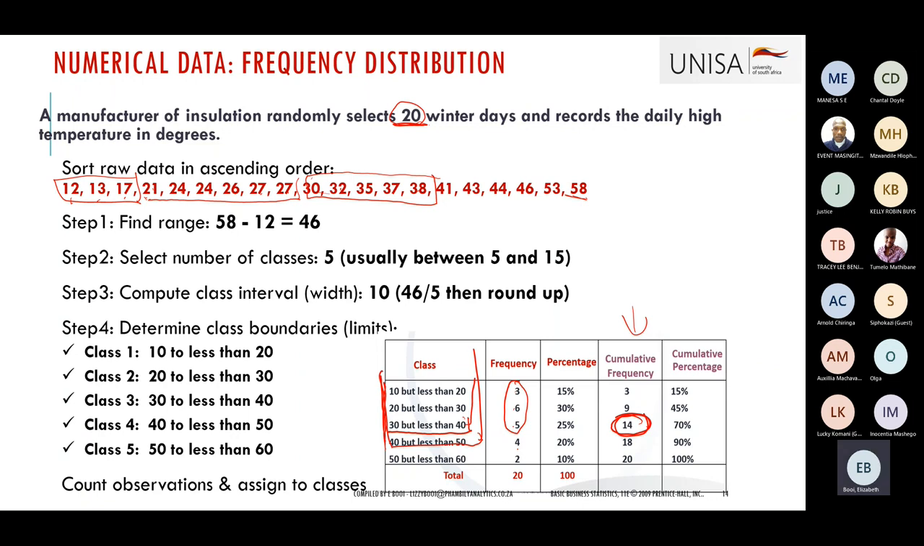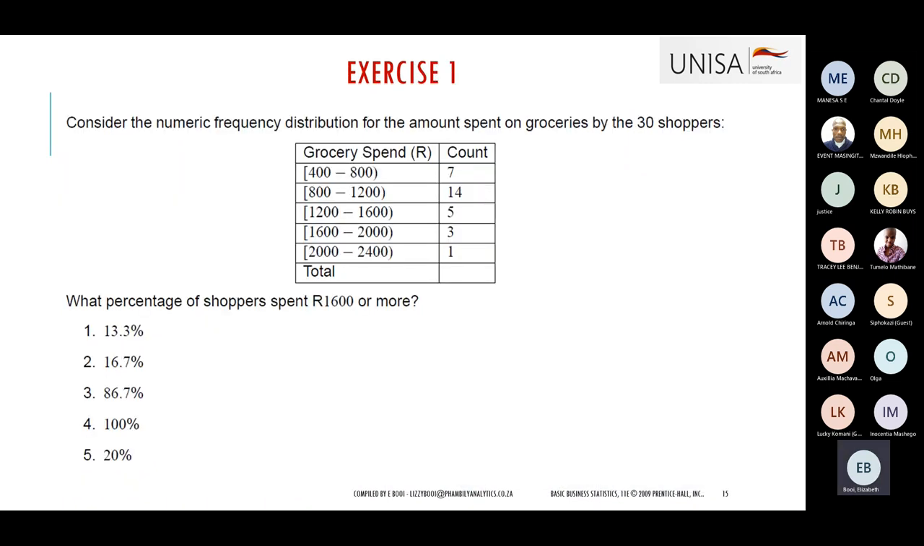So let's look at some exercises as well. Oh no, before we look at the exercises, we can take the frequency distribution table. I'm not going to stay long on this one. We can answer questions like this. Here they give you a frequency distribution table with these frequencies. Remember, counts are frequencies of 30 shoppers. So they told us that there were 30 shoppers here.